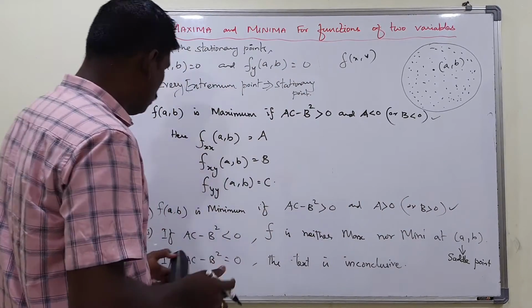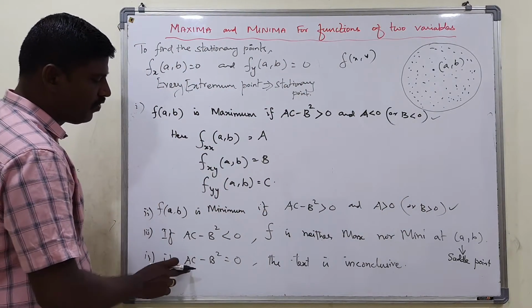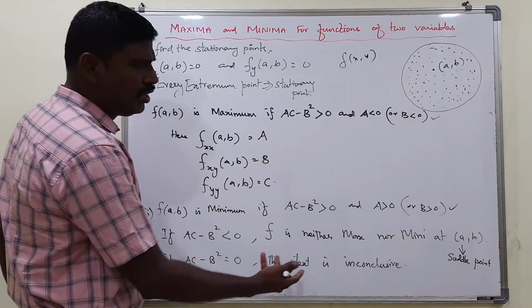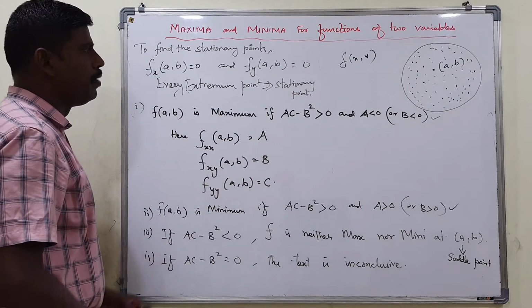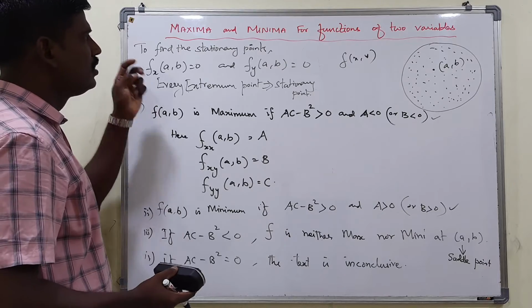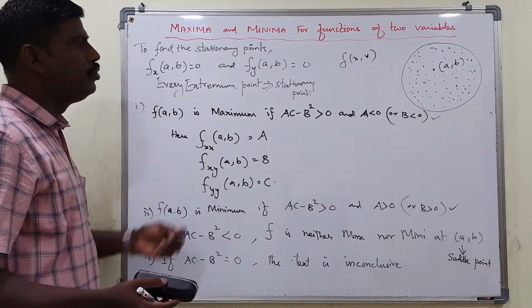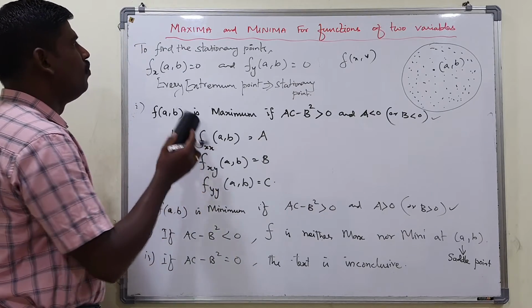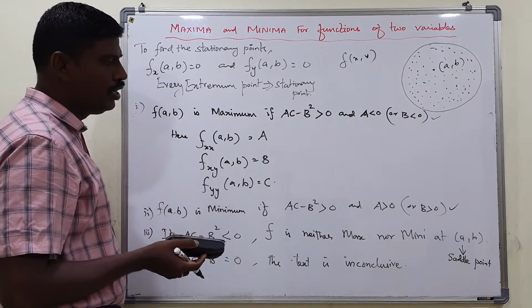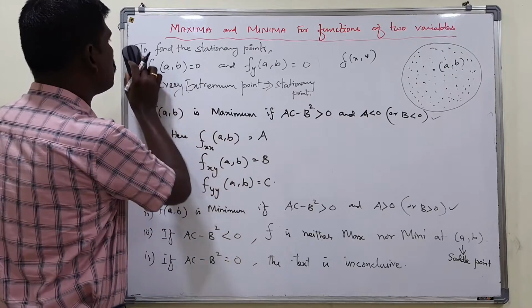So focusing on the three concepts: if AC minus b square is equal to 0, the test shows no information about the maxima and minima. These are all simple concepts, and using them we can find the maxima and minima of a function of two variables. Now let us go to the problems based on these concepts.